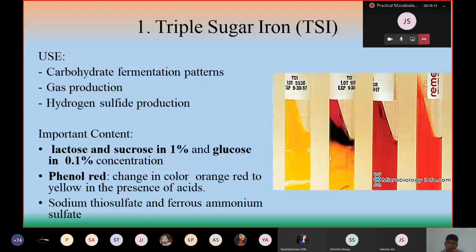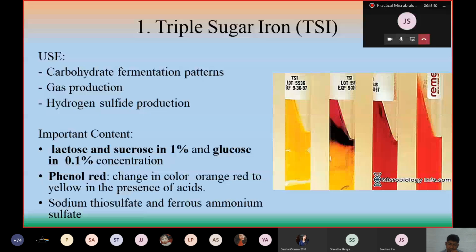Along with these sugars, it will contain other regular nutrients. That means amino acids will be there, peptones will be there. And here the indicator used is phenol red. So in neutral pH, it will be orange red in color. In basic pH, it will be purple in color, and it will change to yellow in acidic pH. So if sugar is fermented, it becomes yellow.